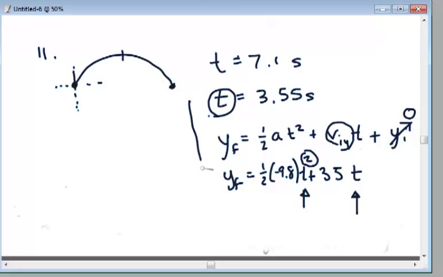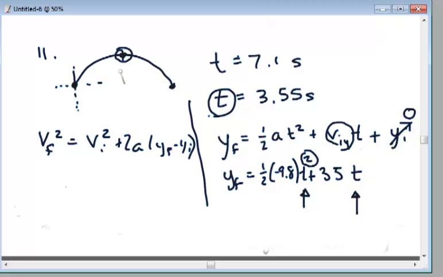Alternatively, we could have done this whole problem without any use of time at all, by going to the last y equation: v final squared equals v initial squared plus 2a times y final minus y initial. On that equation, our final velocity in the y direction up here is 0. Remember, we've got no y velocity at the top. So that means this whole term is 0. 0 equals our y initial velocity 35 squared plus 2 times negative 9.8 times our y final, because y initial is 0.